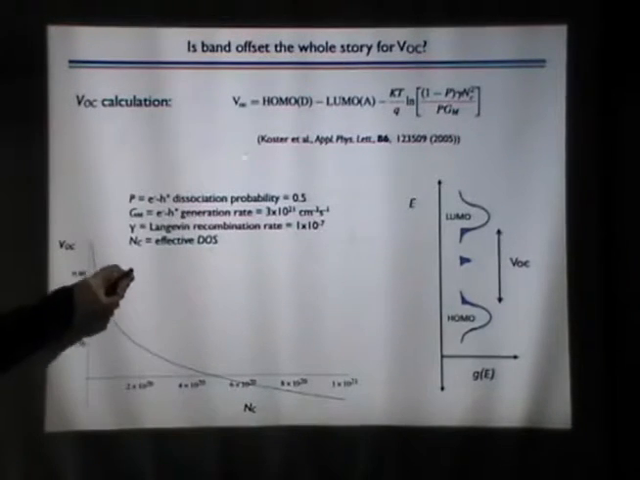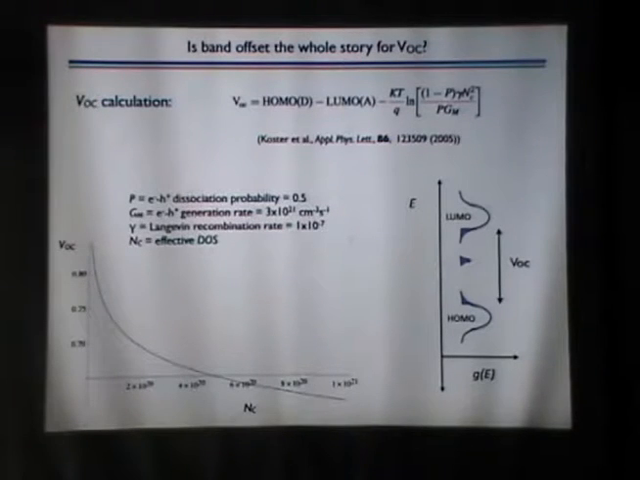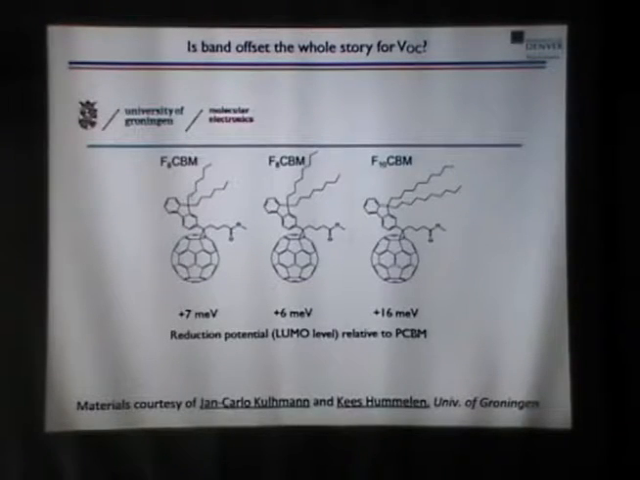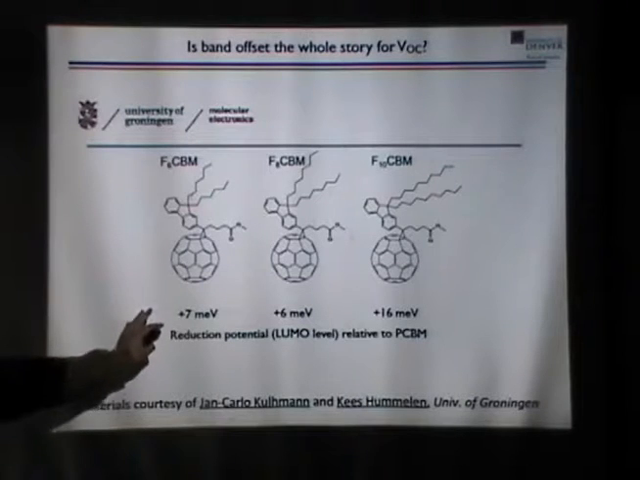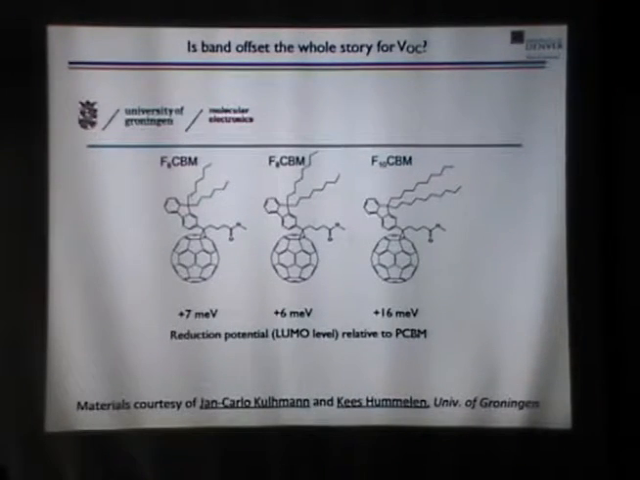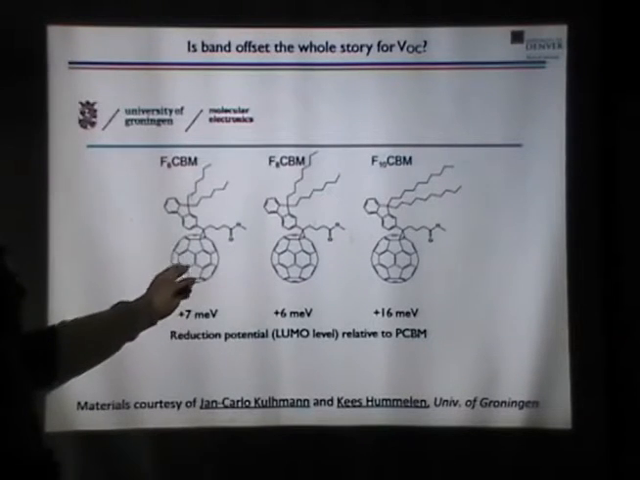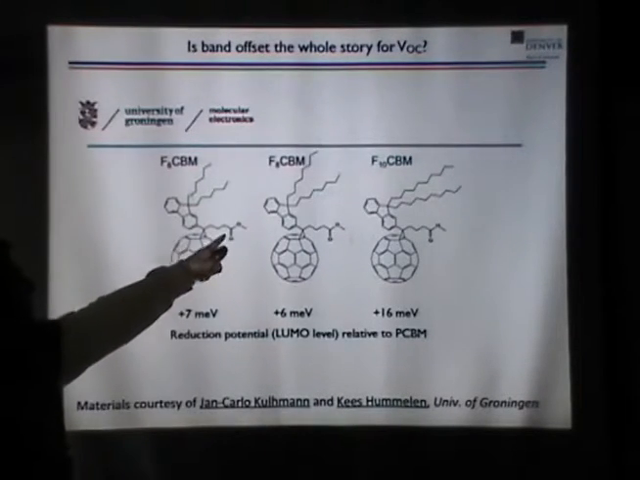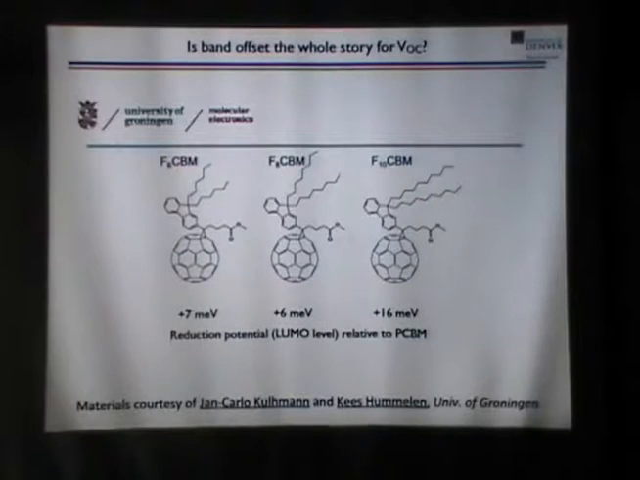So this is one of the main equations we have for VOC right now, but it's not even the whole story. There's even more subtle effects. And I'm going to talk about one more of those. So this study will be based on a series of different fullerenes. So far we've looked at the fullerene PCBM, where we have a C60, there's a phenyl group here, and a side chain here, and that's the structure.